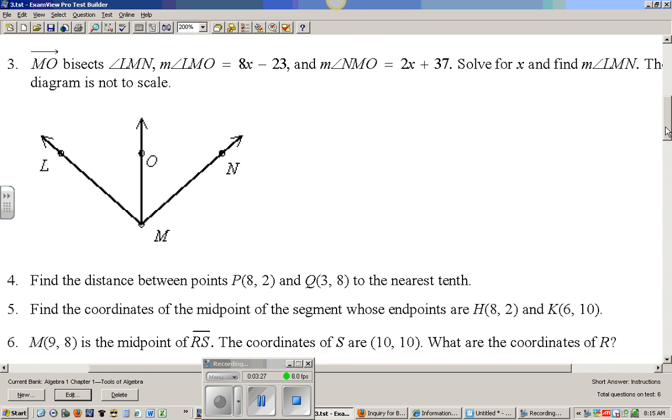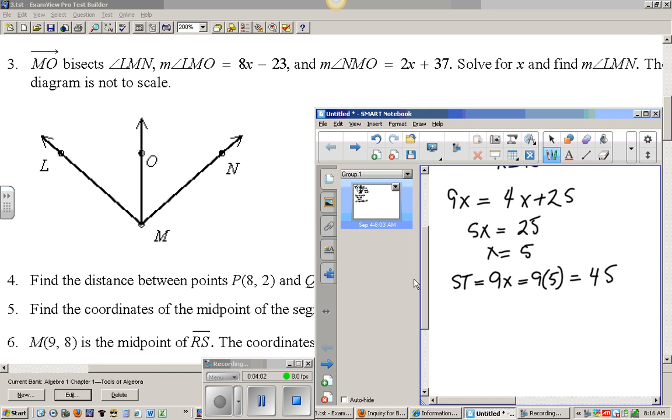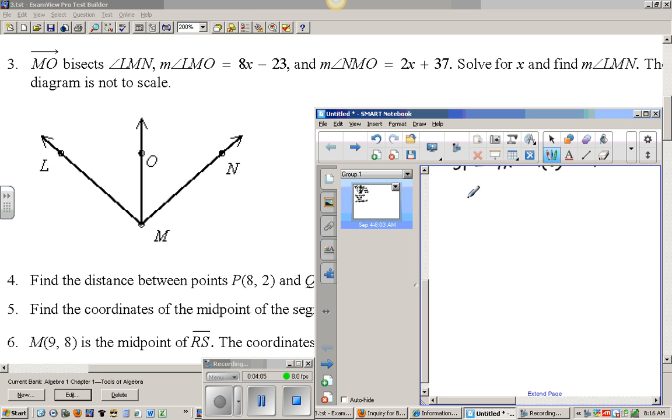Number 3, it says ray MO bisects the angle LMN. So this ray bisects the whole angle. So we should know the fact that this angle is congruent to this angle right now. Now we're told that the measure of LMO is 8x minus 23, and the measure of NMO is 2x plus 37. Solve for x and find the measure of angle LMN. So not only does it want us to find x, but then we have to find the measure of the whole angle. So since we have already stated that the 2 angles are equal, I know that 8x minus 23 will equal 2x plus 37.